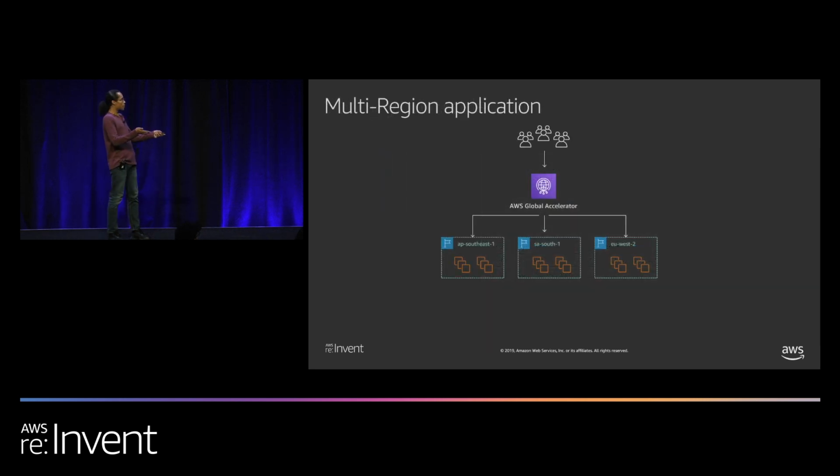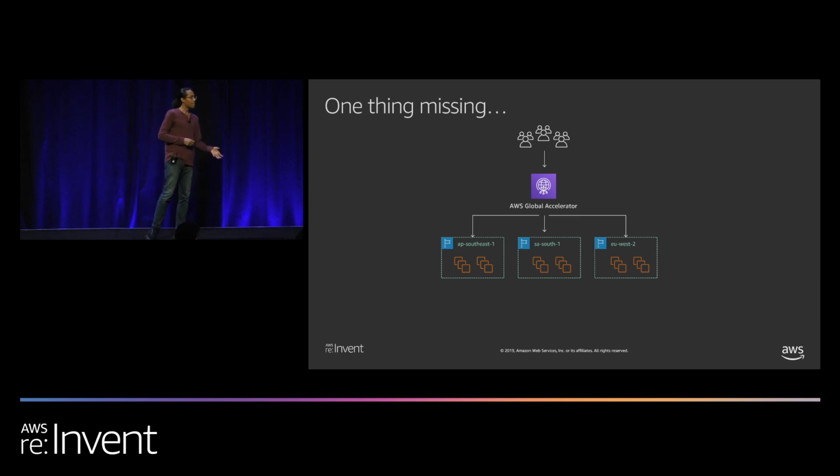So now we have a simplistic, global, multi-region application. There's one thing missing. With global applications, I often think of how do you actually manage state? And the few ways that I've thought of managing state, you might have a stateless application, or it doesn't matter. You might be done right here.